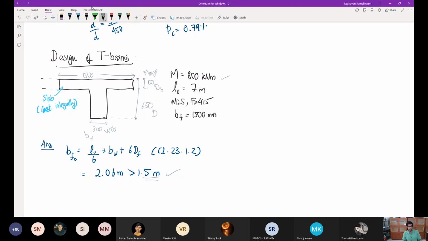There will be some situations where you may be given a very wide flange in the question, and when you find bfe, it will come out lesser than what is actually given to you. In such a case, you should not use what is given.